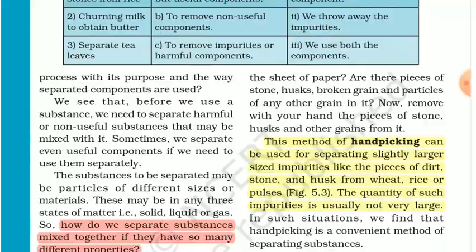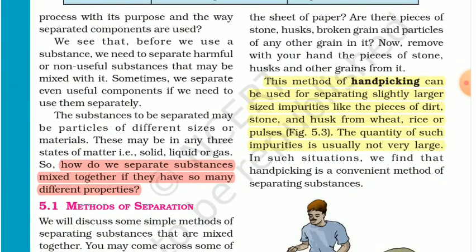Okay, now we see that we need to separate harmful or non-harmful substances that may be mixed with it. Sometimes we separate even useful components if we need to use them separately. Obviously in case of butter and milk, we are separating the butter from the milk. So we can say that butter is a useful component for us, and milk is also a useful component for us. So we will separate the two different components, but both are important to us.